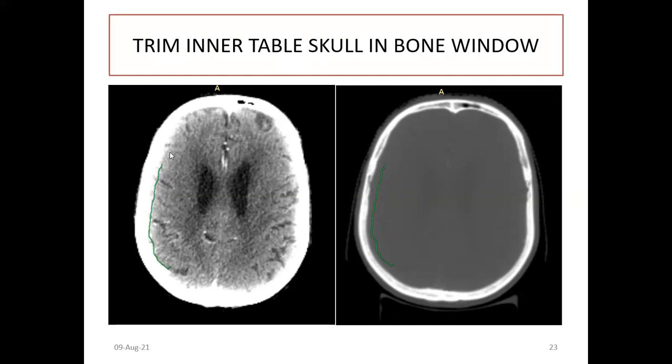How to trim? If you trim in the brain window, you are missing some brain tissue, and there may be a recurrence. You can see here the green line where the CTV is lining, but if you look in the bone window, you can see the gap of normal brain tissue in the brain extension. So always trim with the bone window, not in the brain window.